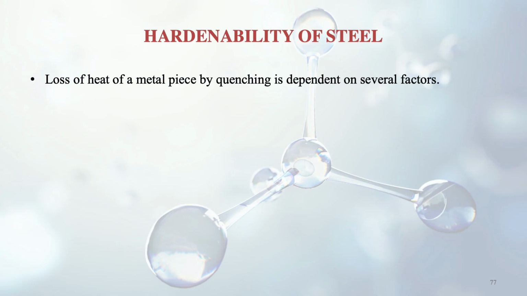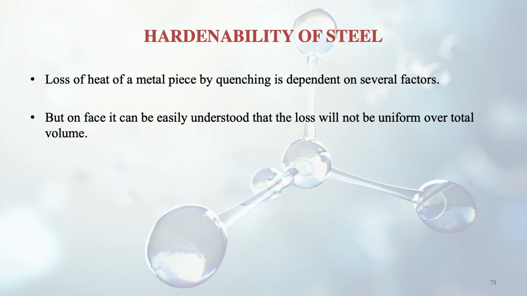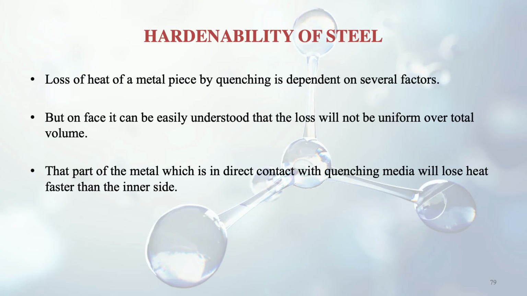Loss of heat of a metal piece by quenching depends on several factors. Whenever we are quenching, how the heat gets lost from the metal depends on various factors. But on the face of it, it can be easily understood that the loss will not be uniform over the total volume. That part of the metal which is in direct contact with the quenching medium will lose heat faster than the inner side.